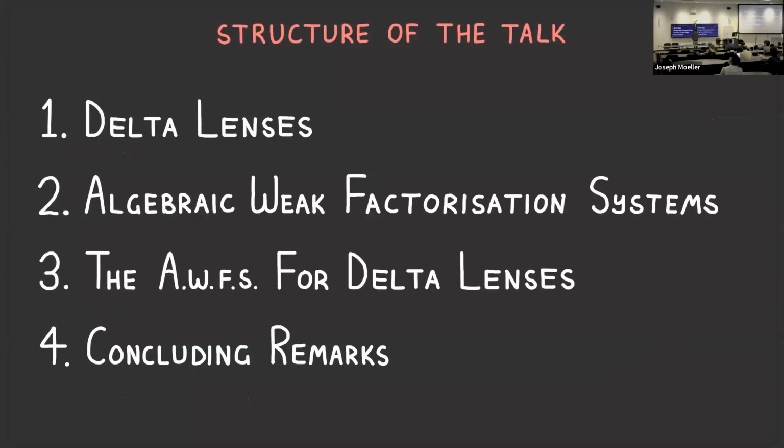Okay, so this is the structure of the talk. I've got sort of 4 main parts. I want to tell you about some delta lens background first, and then I'm going to tell you about algebraic weak factorisation systems. Then tell you about the algebraic weak factorisation systems for delta lenses, so putting together these first 2 parts, then I want to wrap things up at the end. So at the end of each part, I'll pause to ask if there's any questions.